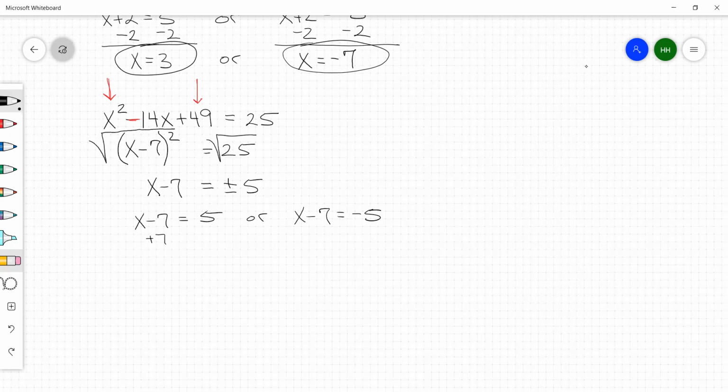You can add 7 here to both sides, and we get x equal to 12. And then over here, you can add 7 to both sides again, and x is equal to positive 2. All right, so there's your two values for x, or your two zeros for the parabola. That's where the parabola is going to hit the x-axis. It's going to hit it at 12 and 2.